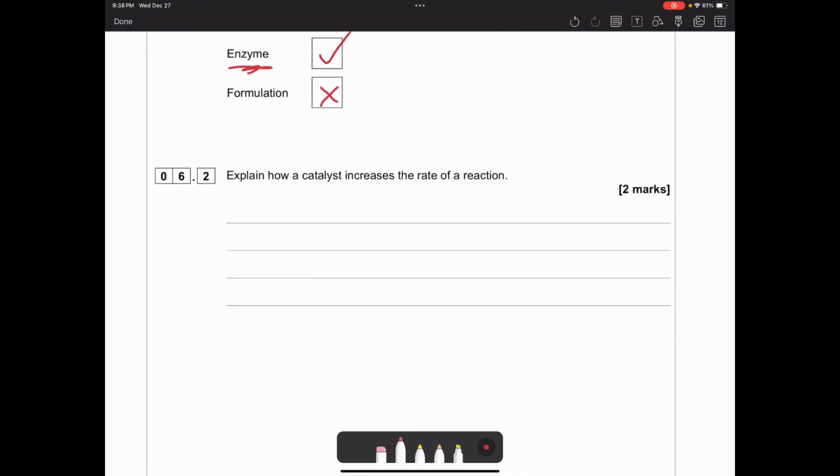Explain how a catalyst increases the rate of a reaction. So you know catalysts increase the rate, but how do they do it? Well, there are 2 phrases you always have to use when you describe a catalyst. Catalysts, first of all, provide an alternative reaction pathway.